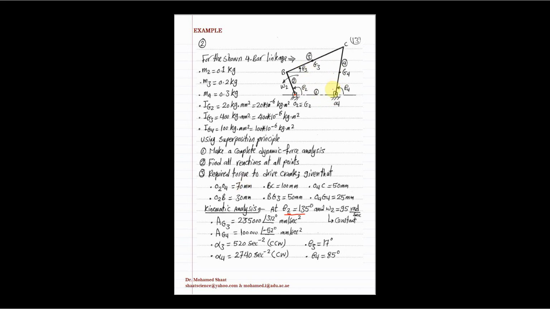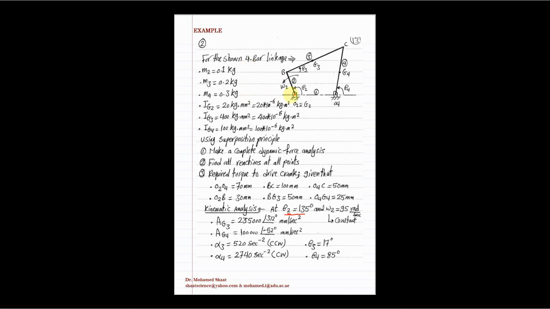Remember that, as we discussed, the thing that you need from the kinematic analysis is the acceleration of the center points of the links, in addition to their angular acceleration. This is what we need from the kinematic analysis. We don't need any other thing. We don't need any information regarding the velocities, except the acceleration things.